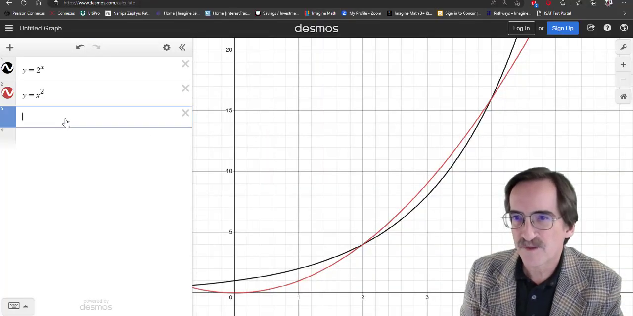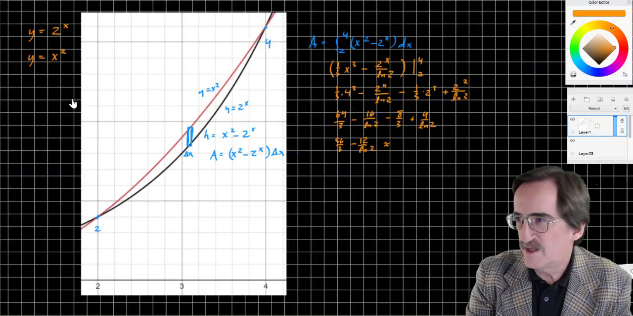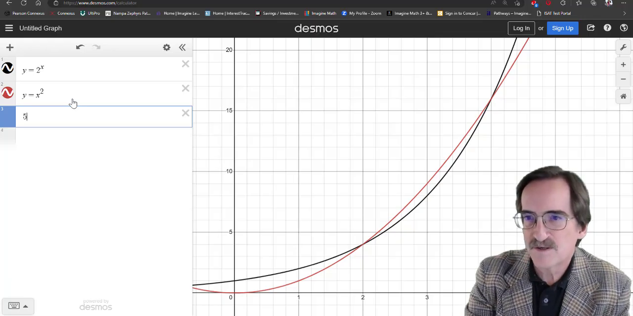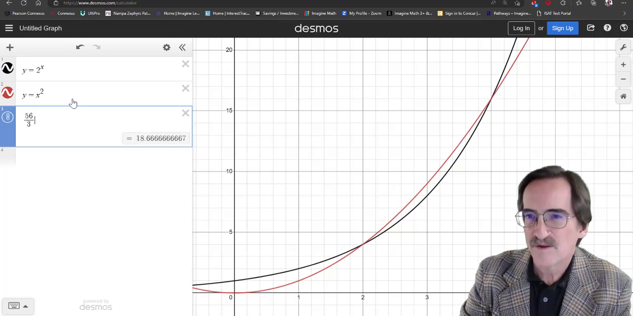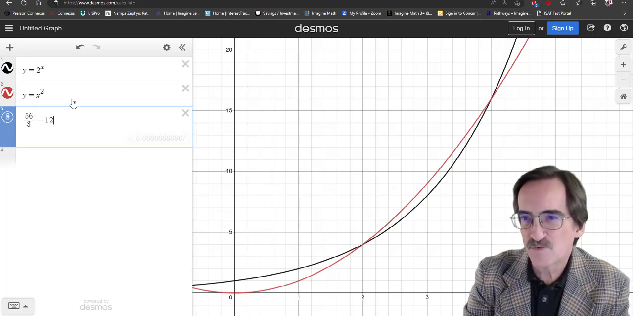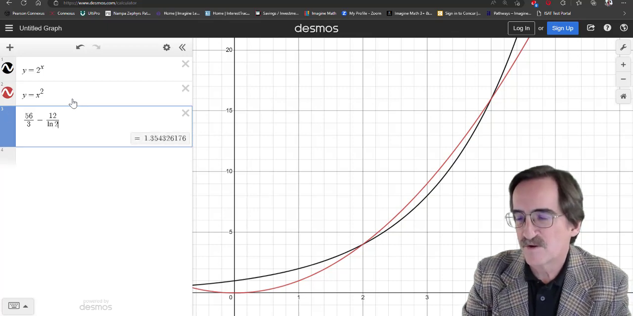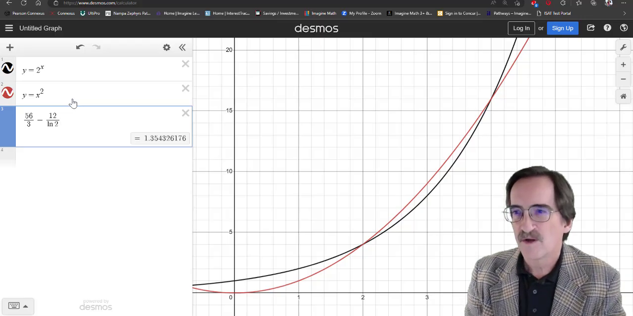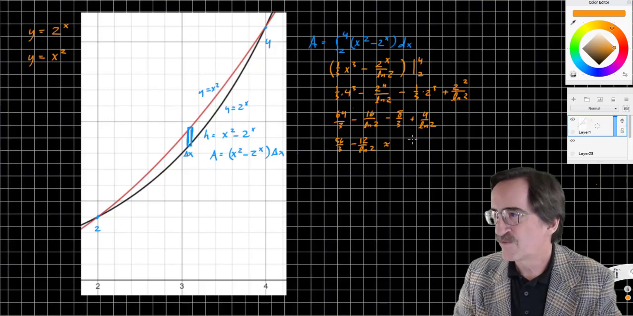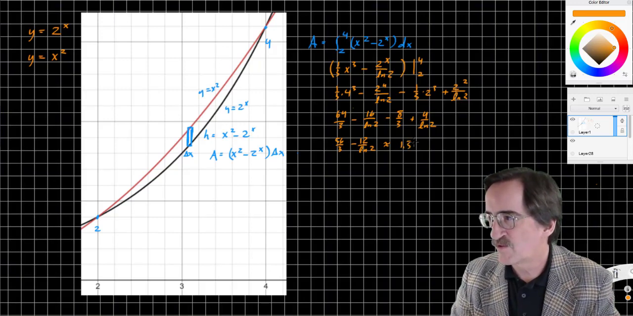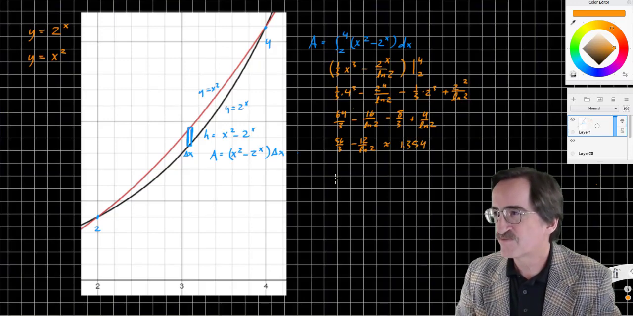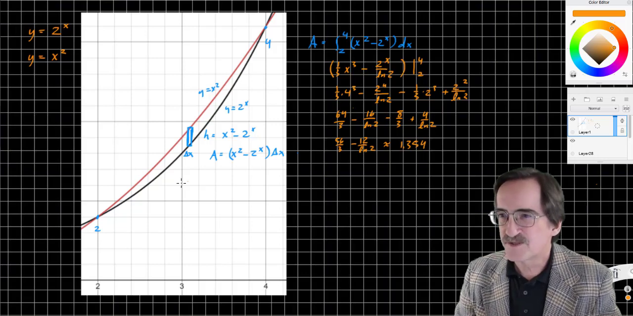Okay, so we said 56/3 minus 12 over ln 2. Yep, there we go. 1.354, approximately. Okay, so that's the approximate area.